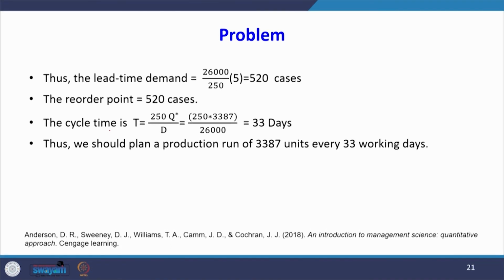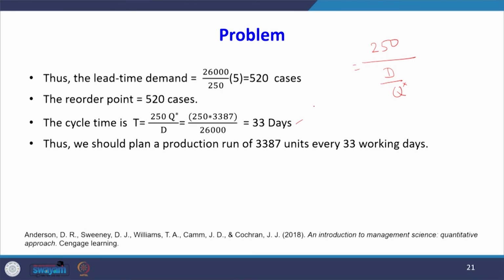Now, we are going to find out the cycle time. It is similar to what we have done in economic order quantity. So, how will we get the number of setups? Number of setups is D upon Q star. We have to know the total number of working days, 250. When you divide 250 by the number of productions, that is D upon Q star, it will become 250 Q star upon D. So, it is 33 days.